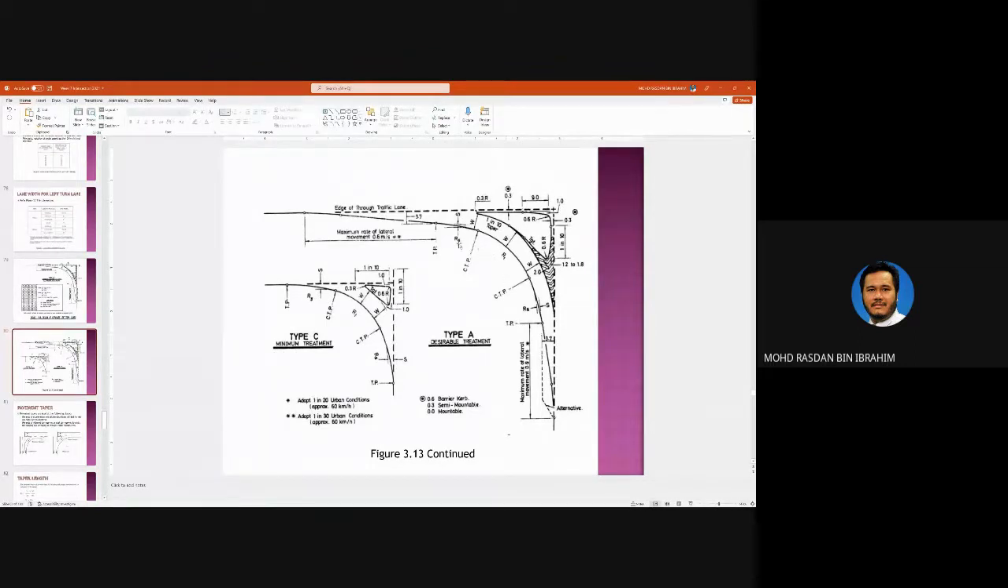Okay. Kita tengok design ni dulu. This is R1, this is R2, and this is R3. And this is W, the width. So this type of left turning lane will have 3 radii: radius 1, radius 2, radius 3. And this is the W.